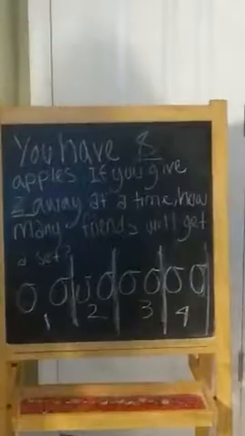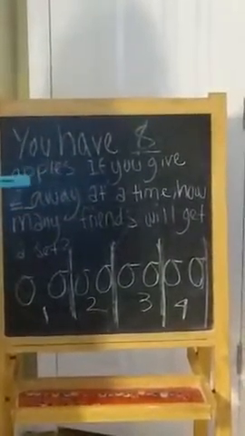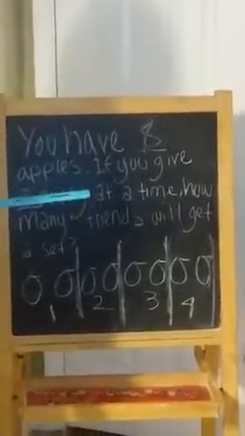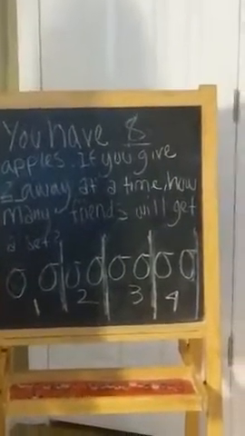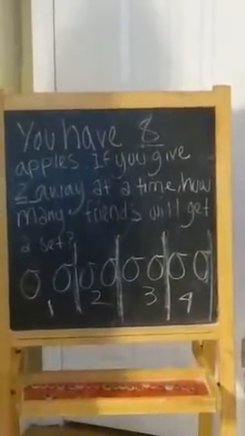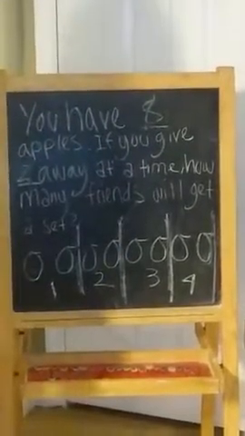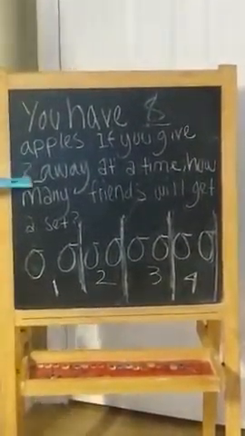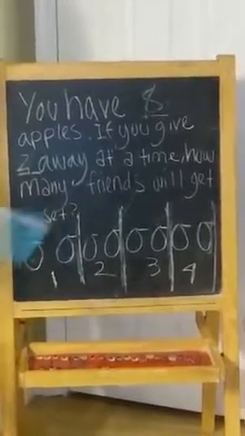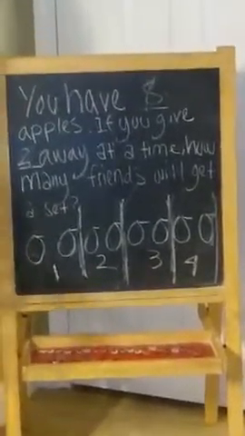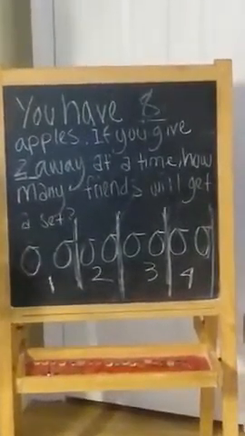It reads, you have 8 apples. If you give 2 away at a time, how many friends will get a set? So we know our answer, or altogether, our product. We have 8 apples, and we want to give 2 away at a time. And we need to figure out how many friends will get a set.